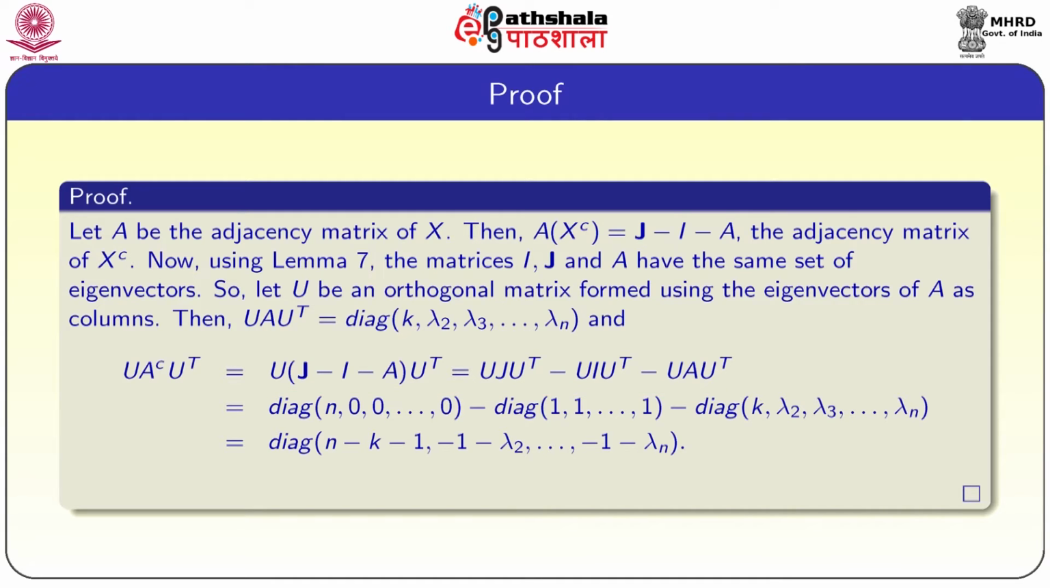So, we are going to get a diagonal matrix with entries n, 0, 0, 0, and a diagonal matrix with entries 1, 1, 1, minus the diagonal matrix with diagonal entries k, lambda 2, lambda 3 and so on up to lambda n. So, we are going to get a diagonal matrix with the diagonal entries n minus k minus 1, minus 1 minus lambda 2 and so on, minus 1 minus lambda n. So, hence we got the required result.